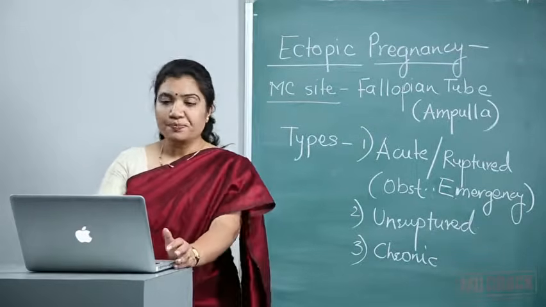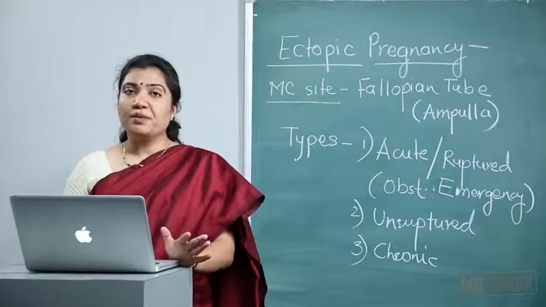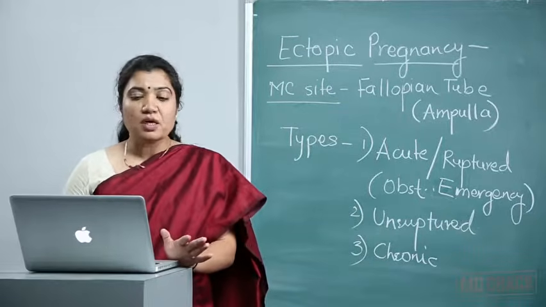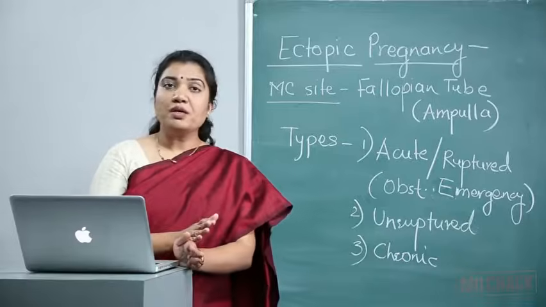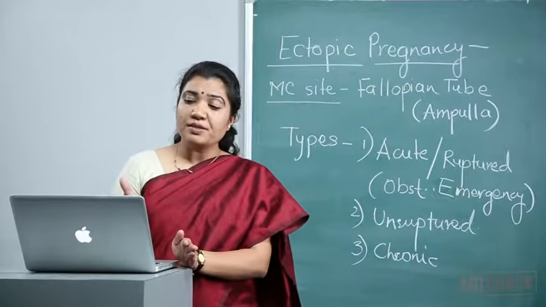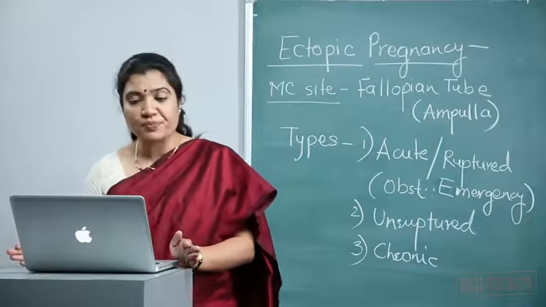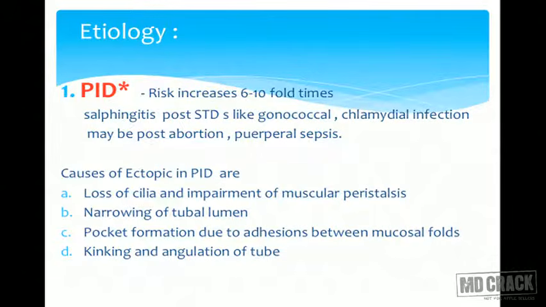What are these? Most common is PID, pelvic inflammatory disease. If a patient has a history of PID, her risk of having an ectopic pregnancy increases 6 to 10 folds. Salpingitis may be post sexually transmitted diseases like gonococci, chlamydia infection. Infection may be post-abortal or puerperal sepsis. So these infections damage these cilia which transfer this embryo from the fallopian tube to the uterine cavity, thus leading to ectopic pregnancy in the next pregnancy.